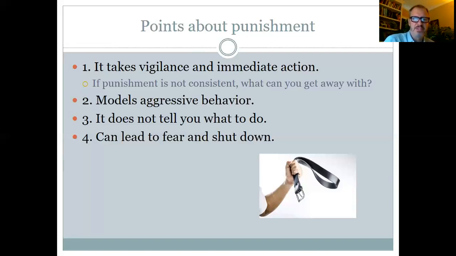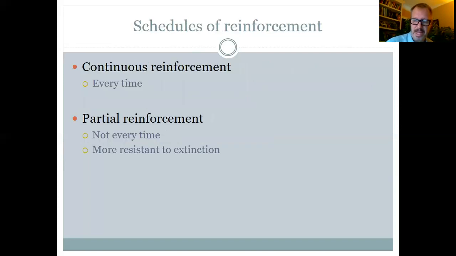Sometimes, if punishment is the only thing that's used, you get scared kids, you get scared animals, they just shut down and don't do anything. That's not what you want. You want kids and animals to play and be curious. So these points about punishment I want to ask you about on the test on Friday. So study those. I think this is the last thing.